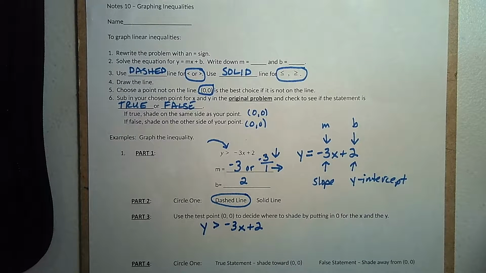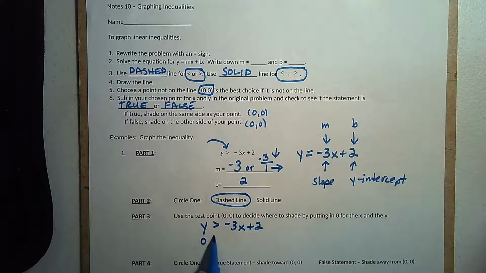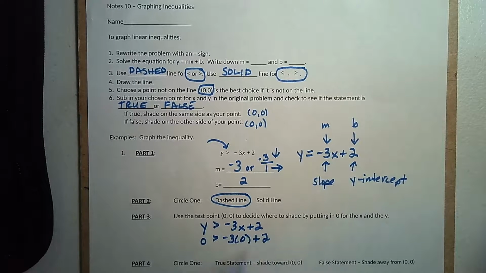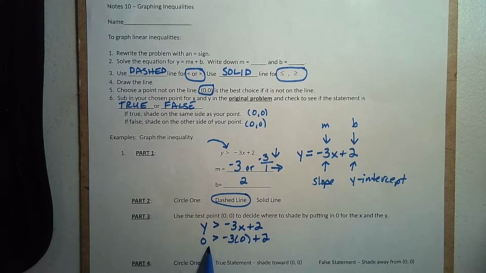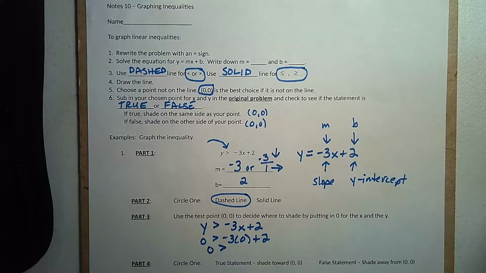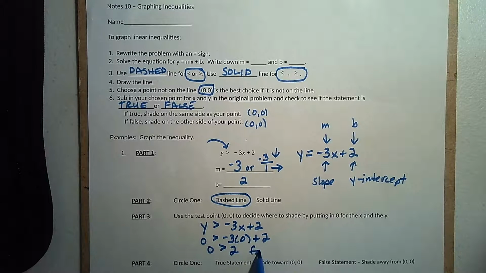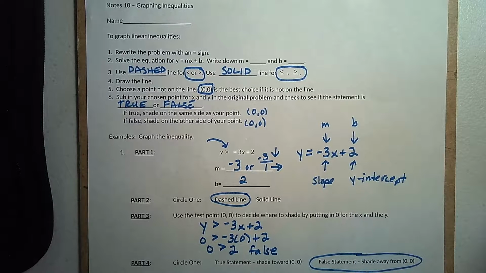I'm going to put a 0 in for the y and a 0 in for the x. And so now I have 0 is greater than 2. And that is a false statement. So when we shade, we will shade away from the 0, 0. So let's go ahead and graph.